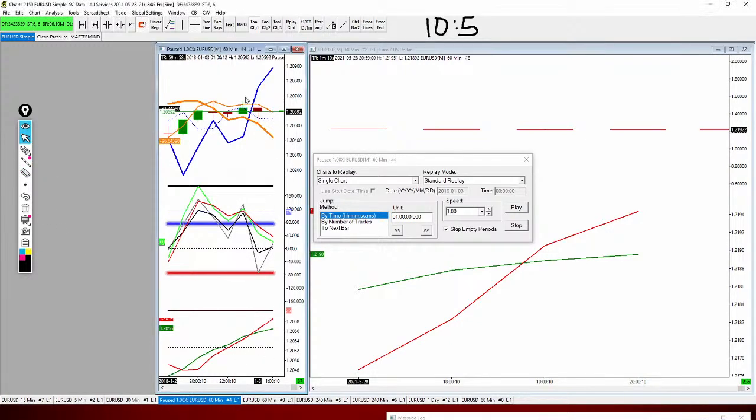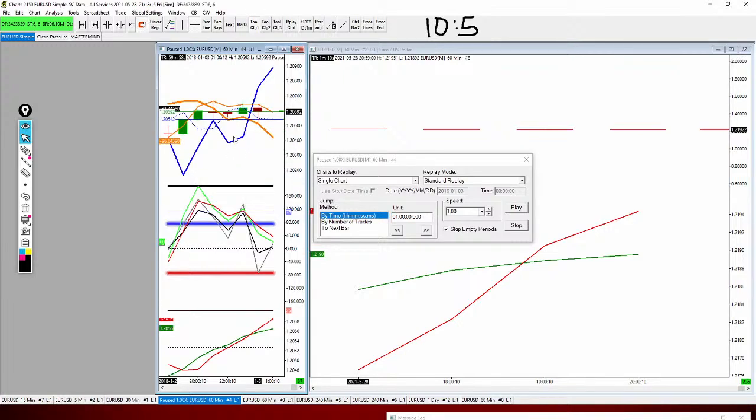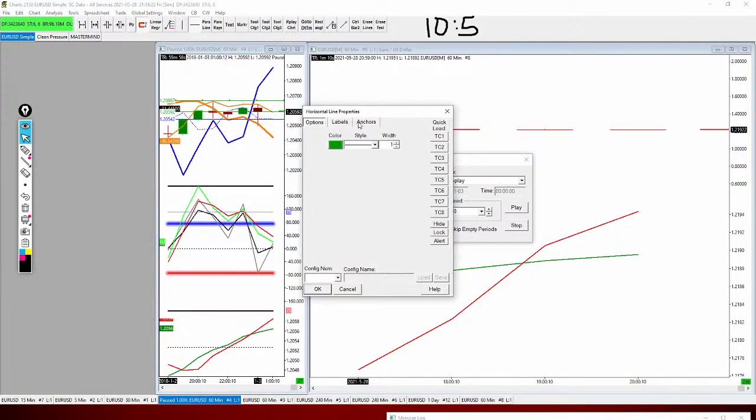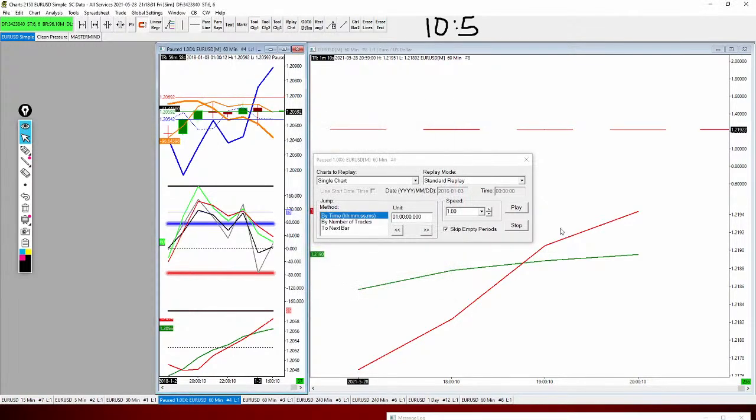So right there, we've entered 1.20592. Our exit would be 1.20542. Right there, right on it. Awesome. And our stop loss will be 1.20692. And now let's go ahead and play that out. And we'll fast forward.